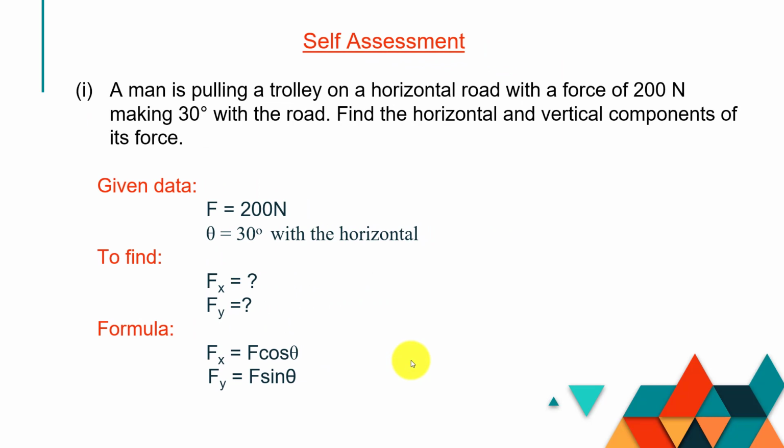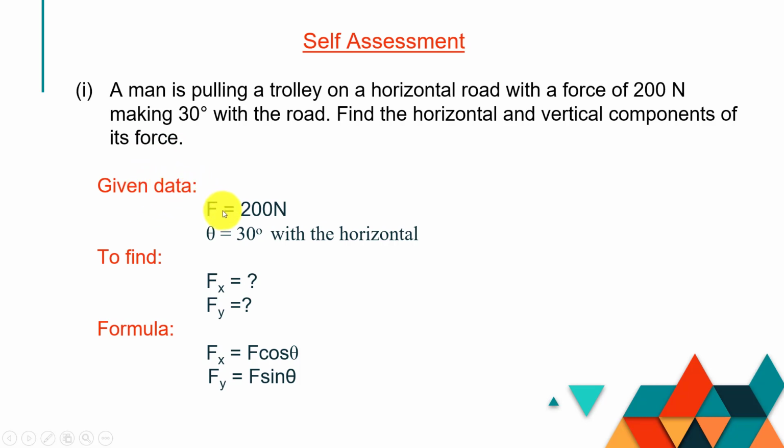Now it's time for self-assessment. I am giving you two questions which you have to solve yourself by using the previous formulae. First question is, a man is pulling a trolley on a horizontal rod with a force of 200 Newton, making 30 degree with the rod. Find the horizontal and vertical components of its force.